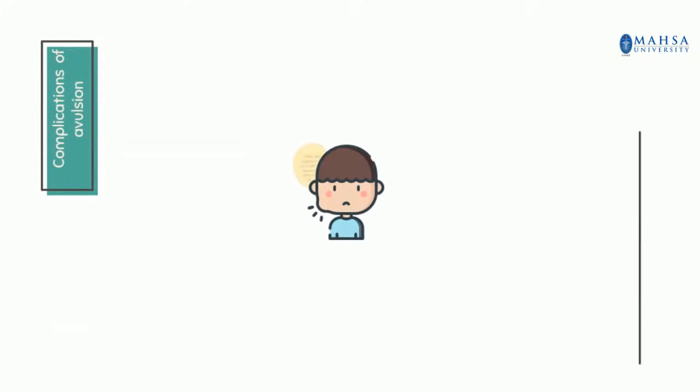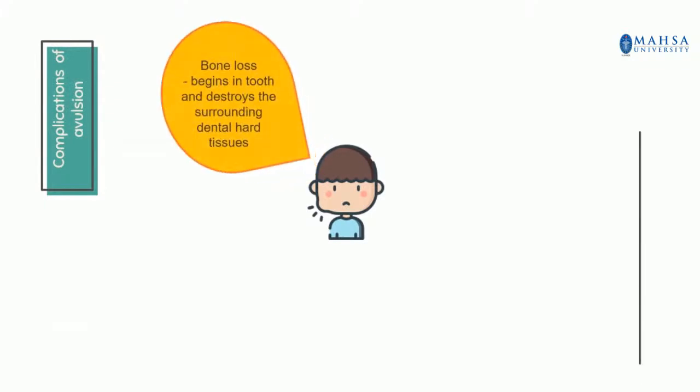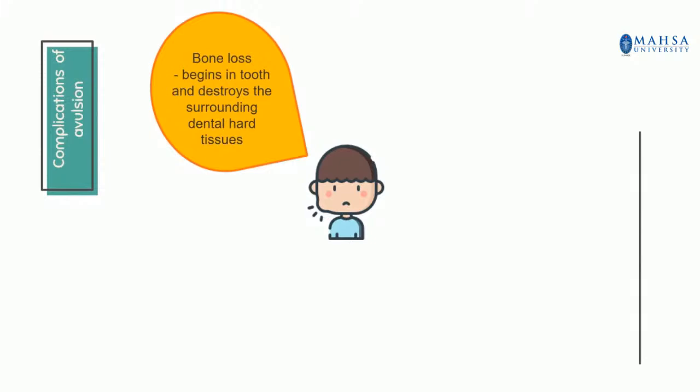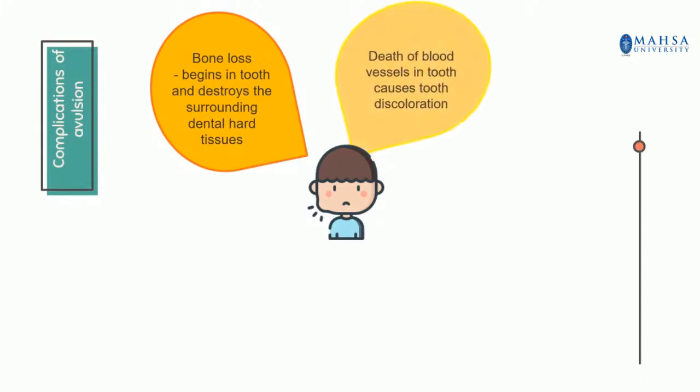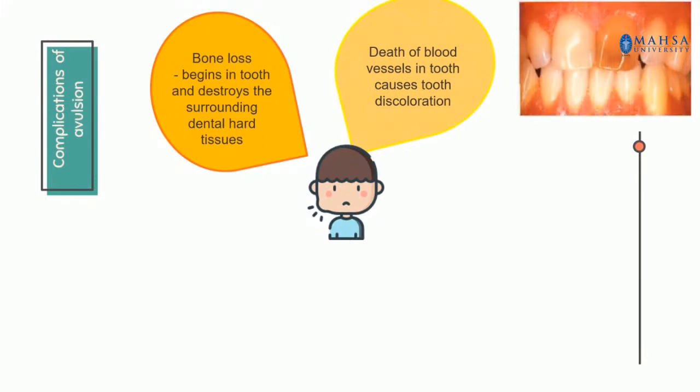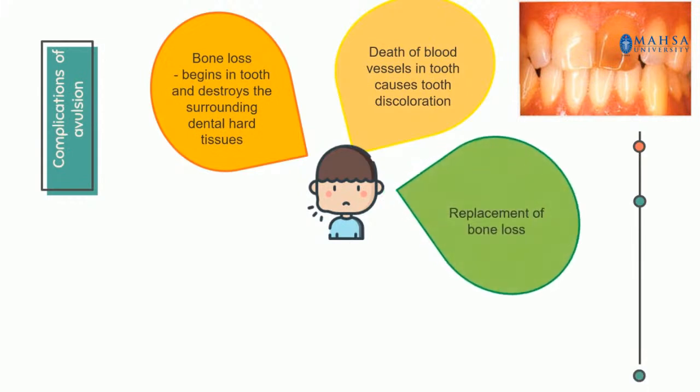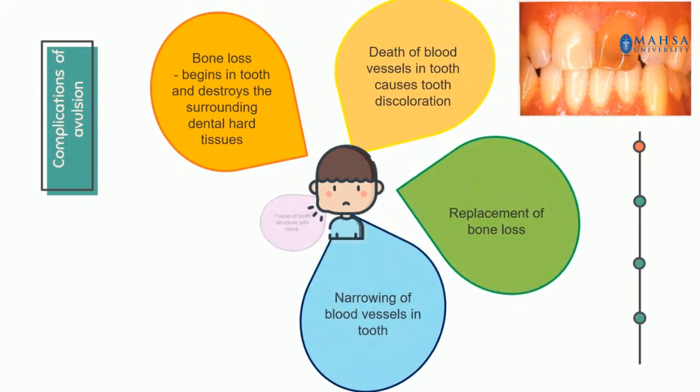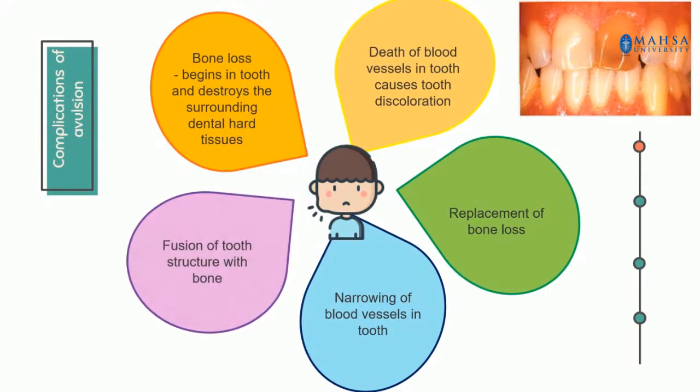These are the complications of tooth avulsion. The first is bone loss. It begins in the tooth and destroys the surrounding dental hard tissues. The second is a death of blood vessels in the tooth, and this causes the discoloration. The third is the replacement of bone loss. The fourth is the narrowing of blood vessels in the tooth. And the last one is a fusion of tooth structure with bone.